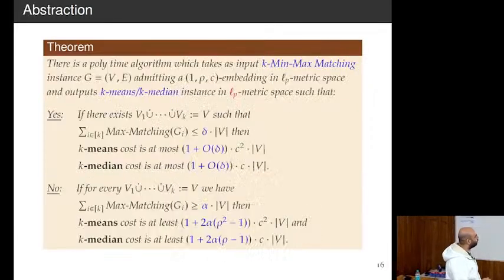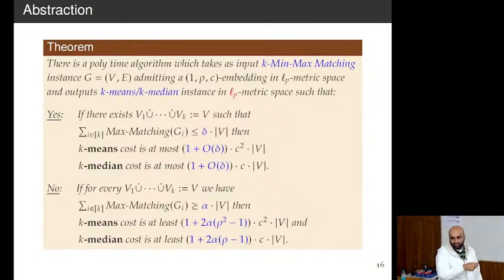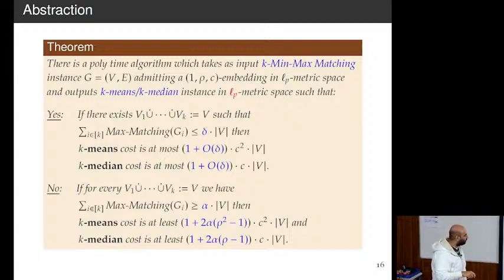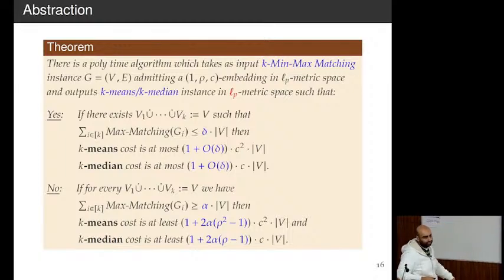And then if you just run through the same proof as we did last time, you get something to this effect: if the max matching hardness is delta, then it's (1 plus delta) times C squared for k-means, and for k-median it's roughly C. Here you get a quantity which depends on the hardness factor of max matching and the distance rho by which you can pull things apart if they are adjacent.